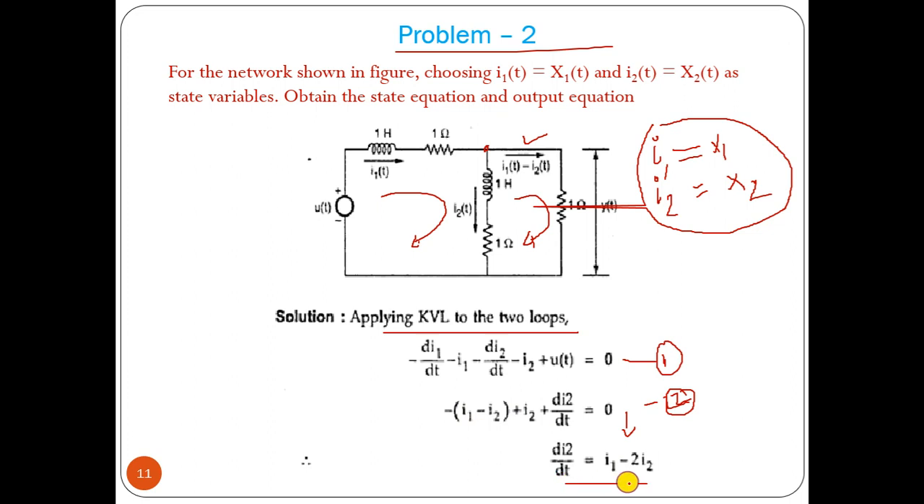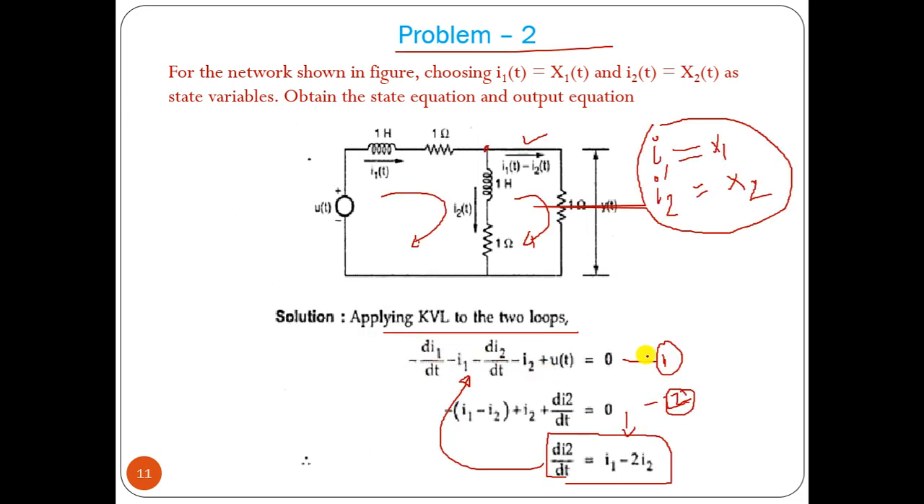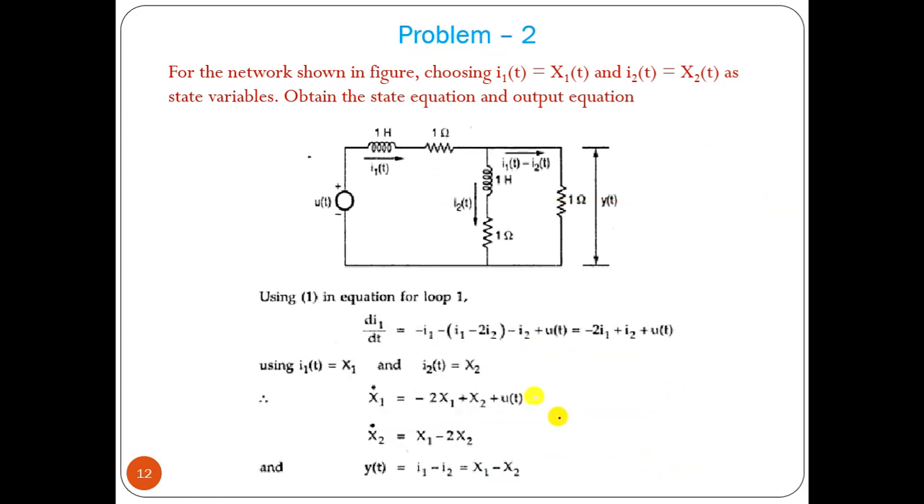I1 minus 2I2. Now this equation we can put in the first equation, then what you will get: di1/dt equal to minus I1 minus I2, and here minus (I1 minus 2I2) plus u(t). If you calculate that, we will get minus 2I1 plus I2 plus u(t). Now if we consider I1(t) equal to x1 variable and I2 equal to x2 variable, so this is x1 dot equal to minus 2x1 plus x2 plus u(t).